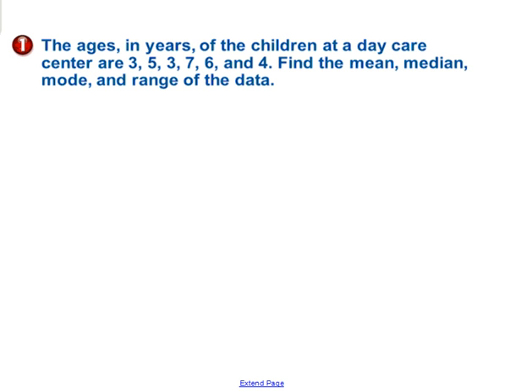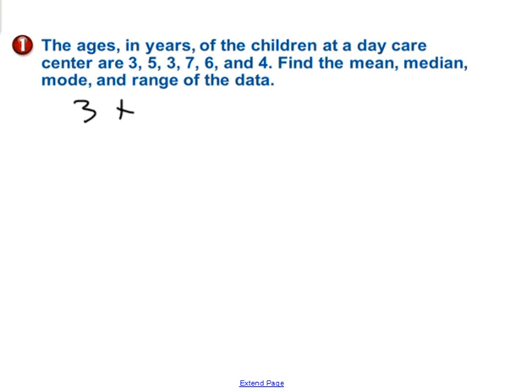The ages in years of children in a play or at a daycare center are 3, 5, 3, 7, 6, and 4. I'm going to find each of the mean, the median, the mode, and the range. But the first thing I'm going to do is write them in order.